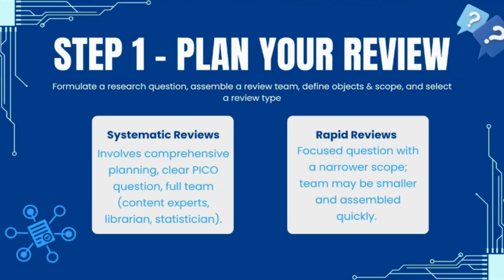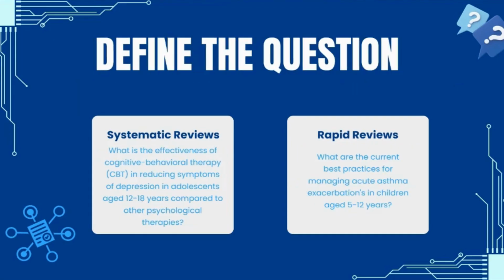Step 1 in the review process is planning. It starts with formulating a clear research question and assembling your review team. For systematic reviews, you'll need a content expert, a librarian for comprehensive searching, and often a statistician can help analyze the data. For rapid reviews, your team may be smaller but should still include these essential roles. Planning includes defining your scope and objectives so that everyone on the team is aligned. It's important to define the question using research frameworks. Here's an example for systematic and rapid reviews.